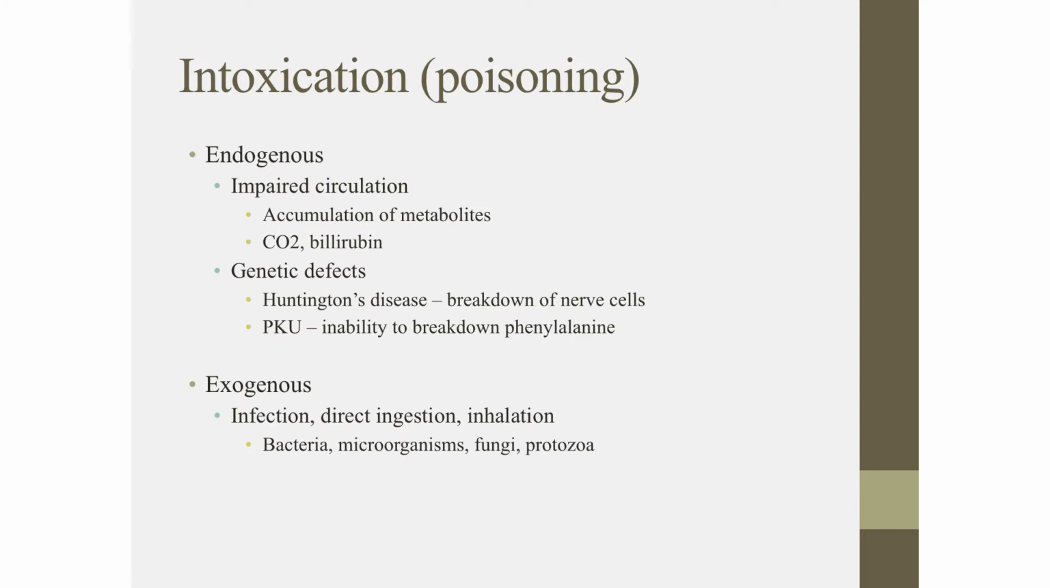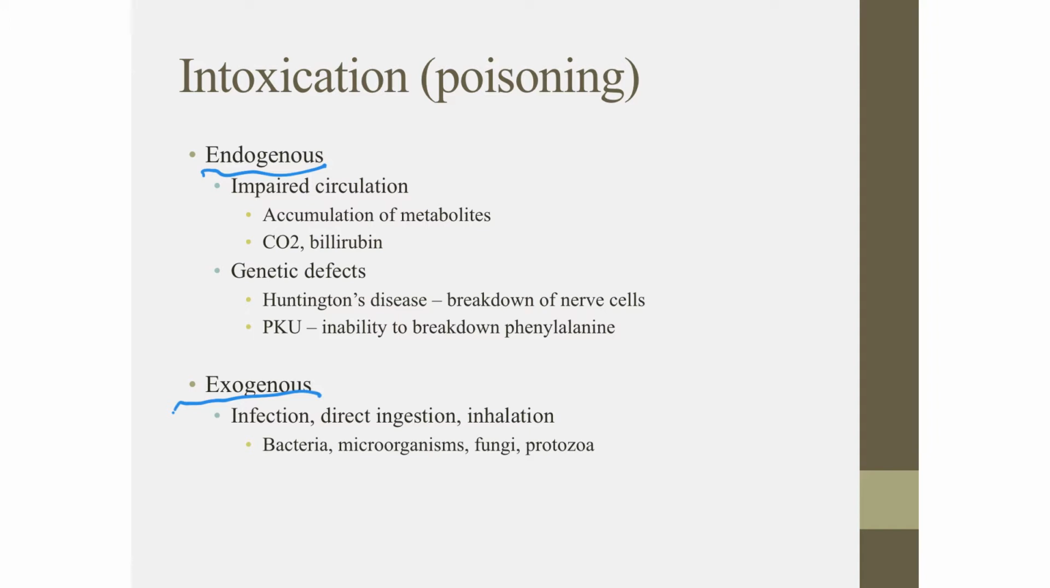Another type of agent of cellular injury is intoxication, or poisoning, more commonly known. There are two types of ways that cells can become damaged in the poisoning sense. It can either be through endogenous, things that are created within the body, or exogenous, things that are created outside of the body. Even though something is created in the body, that doesn't necessarily mean that we want it there, especially in high amounts.